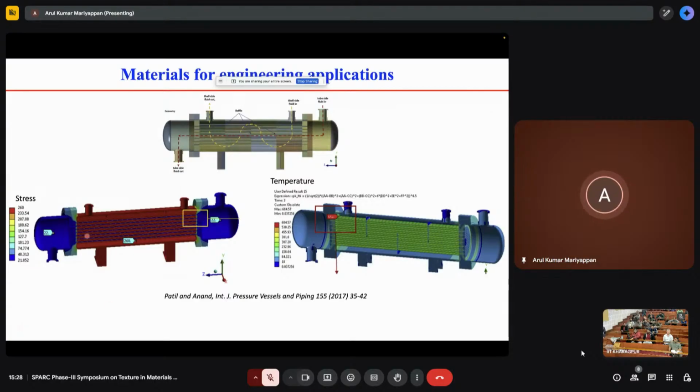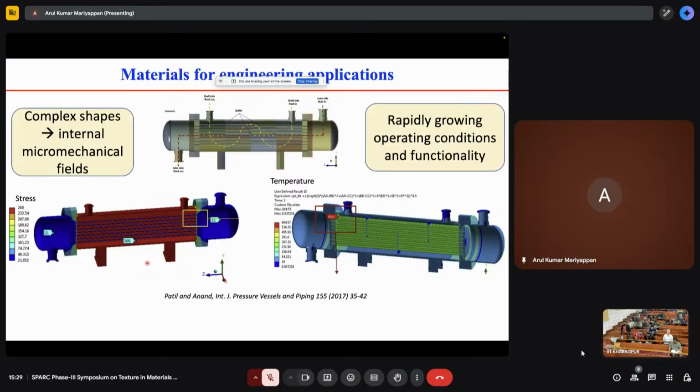This image shows the stress distribution we may have in the heat exchanger, and on the right side it shows the temperature distributions. If you look at it, both mechanically as well as from the environmental point of view, temperature wise, the material is experiencing a wide range of boundary conditions. In addition to that, the shape is not that simple. It's really complicated. If I boil it down, we have two issues.